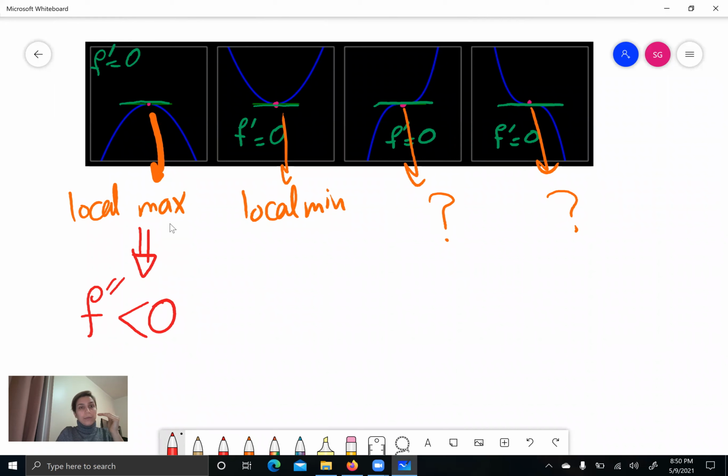So again, one more time. You have a critical point. The tangent line is flat. The first derivative is 0. The function is concave down. The second derivative is negative, then that's a local maximum.